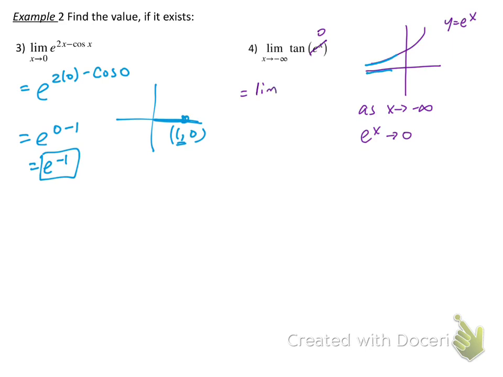Equals the limit as x approaches -infinity, tan of 0. And tan of 0, again, we're here at the same point, but this time tangent is y over x. So 0 over 1, which is 0. Tangent is a continuous function at 0. Anyway, you don't have x anymore, so you just plug in the number. Tangent of 0 is 0.